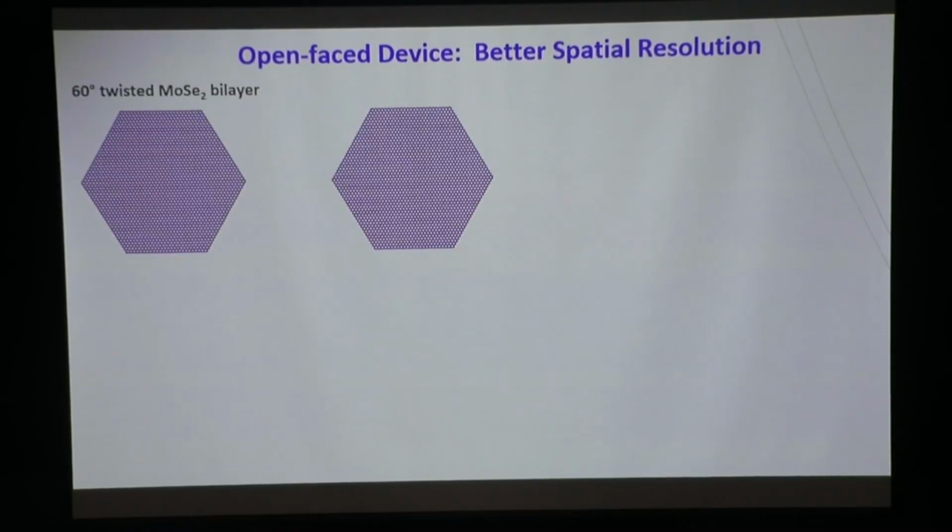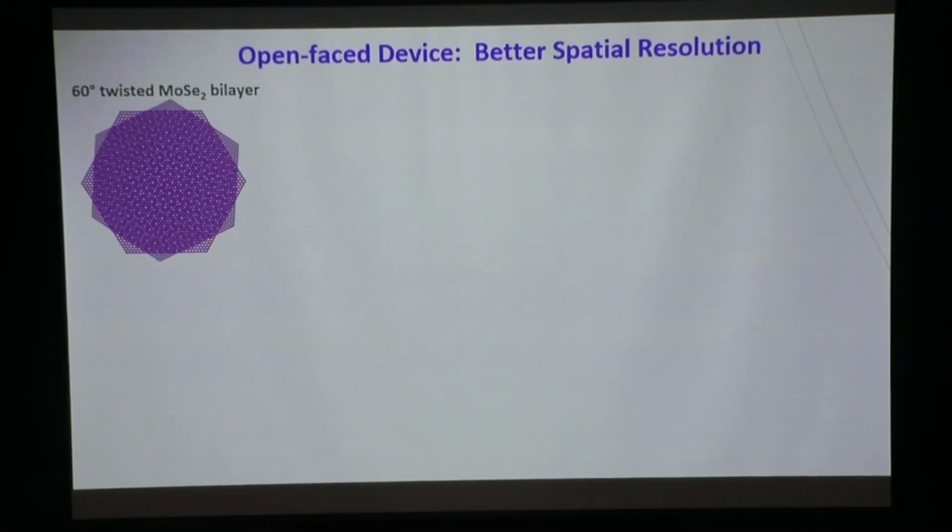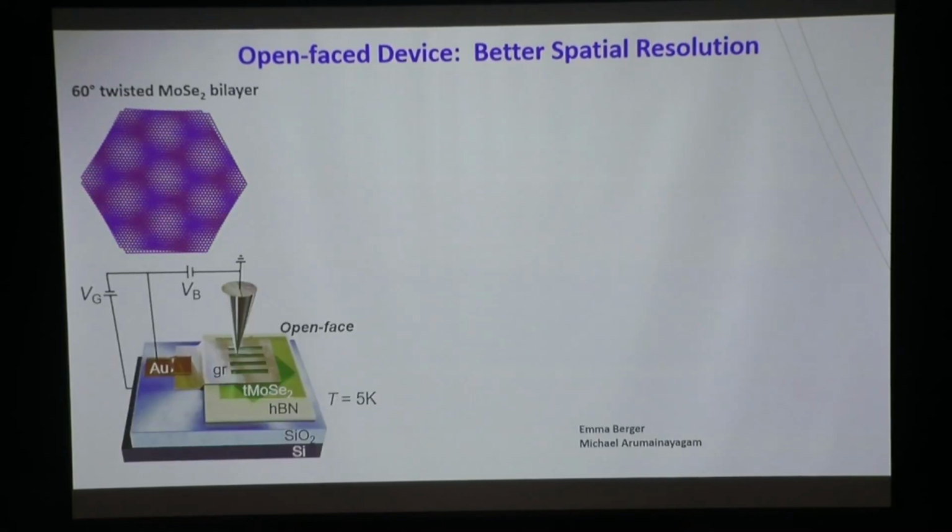And so to do that, we took one layer of MoSe2 and another layer of MoSe2, and we put one on top of the other, and we gave it a twist. And then we incorporated it into a device that looked like this. And so now you can see that this moiré is stuck on top of boron nitride, on top of a silicon wafer, and we put a piece of graphene on top. But as you can see, we cut holes into the graphene so that we can do STM in the little holes. This device was made by Emma Berger and Michael Arumanayagam.